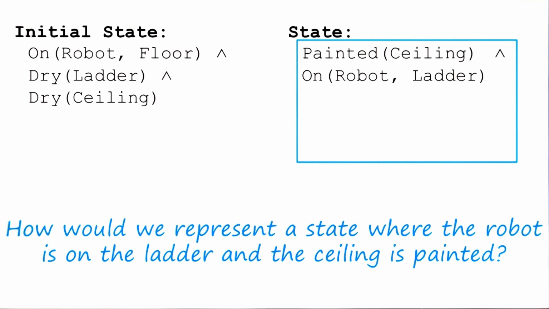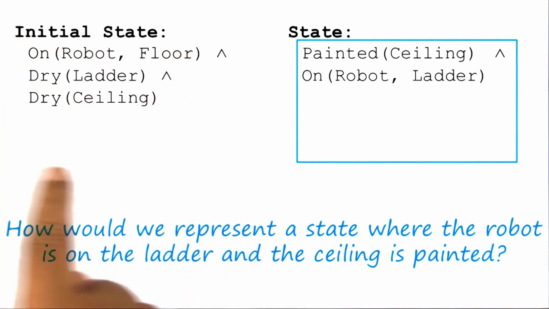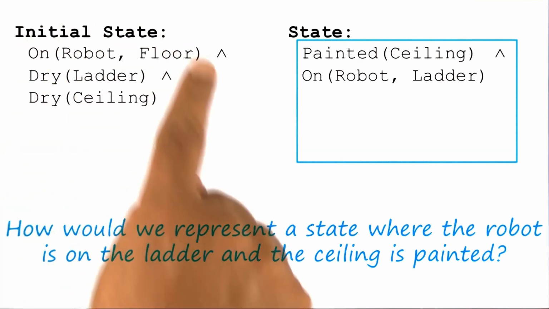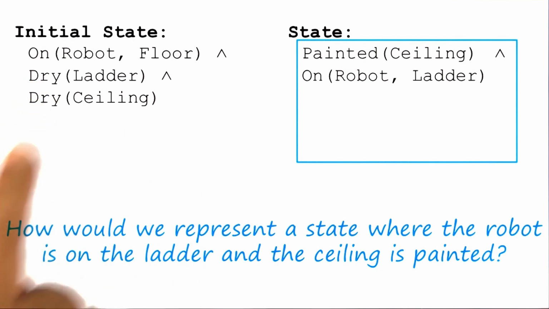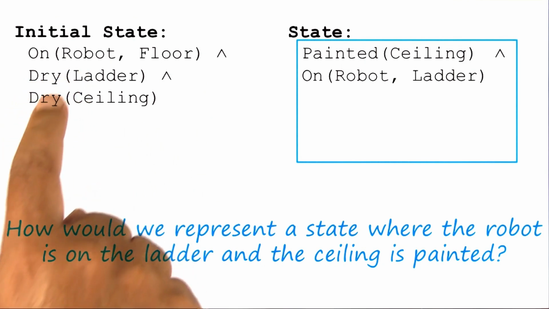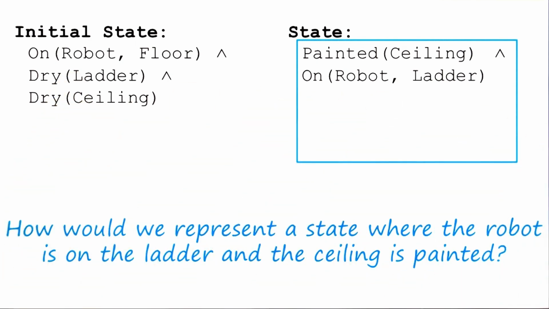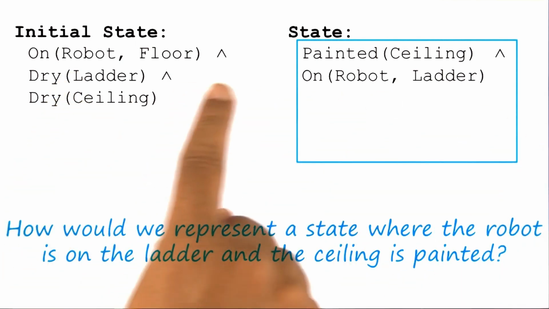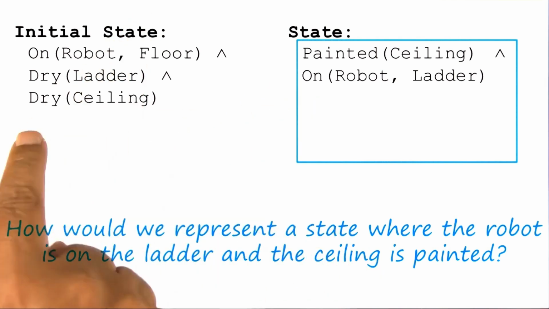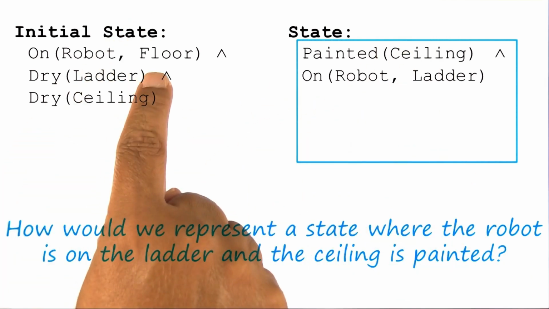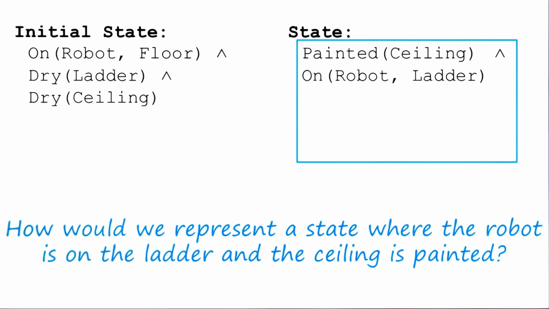That's good, David. In general, if there is additional information about the initial state, for example, dry ladder and dry ceiling, then those assertions about the world can be propagated to the subsequent states, provided that no operator in the middle of this initial state and this state actually negates or deletes any of these assertions. We'll see more of this in just a minute.